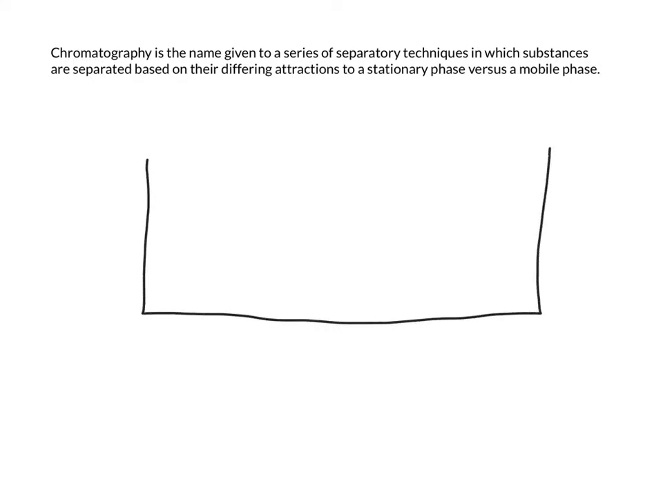Chromatography is a series of separatory techniques in which substances are separated based on their differing attractions to a stationary versus a mobile phase. In all the labs you'll be doing involving chromatography, your stationary phase is a piece of paper, specifically filter paper.